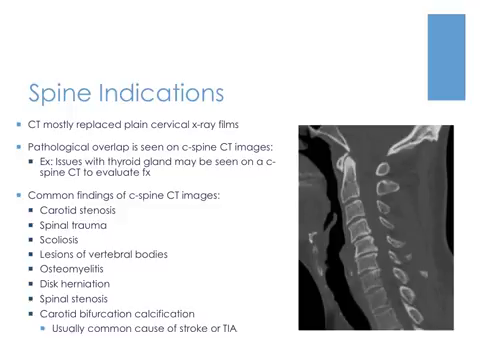The C-spine CT often shows common findings, such as carotid stenosis, spinal trauma, scoliosis, lesions of vertebral bodies, osteomyelitis, disc herniation, spinal stenosis, and carotid bifurcation calcification, which is known to be a potential cause of a stroke or a TIA. Tumors affecting the spine or spinal cord can originate here as primary tumors and then metastasize to the bone or soft tissue, and treatment often requires a great deal of bone removal.